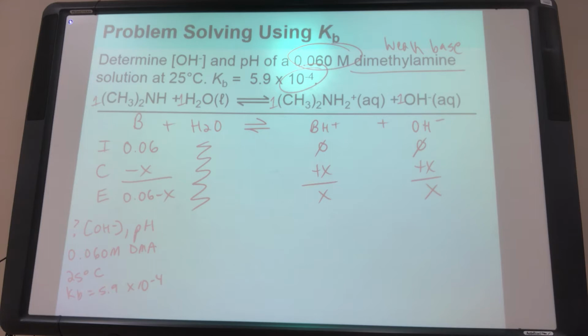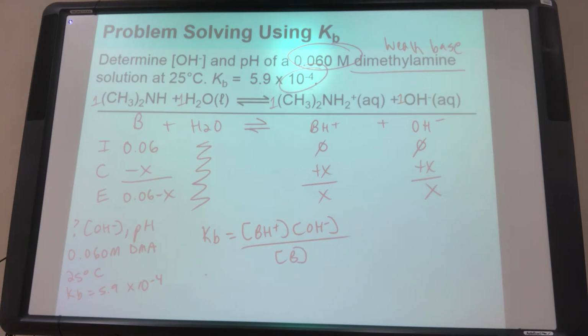Okay? So what I'm trying to figure out is I want the OH minus concentration. I want to know what x is. So if I want to know x, I have to use what else they gave me. They gave me the Kb. So I'm going to use the Kb to find x. So I need to write my Kb. So my Kb was my BH plus times my OH minus over B.